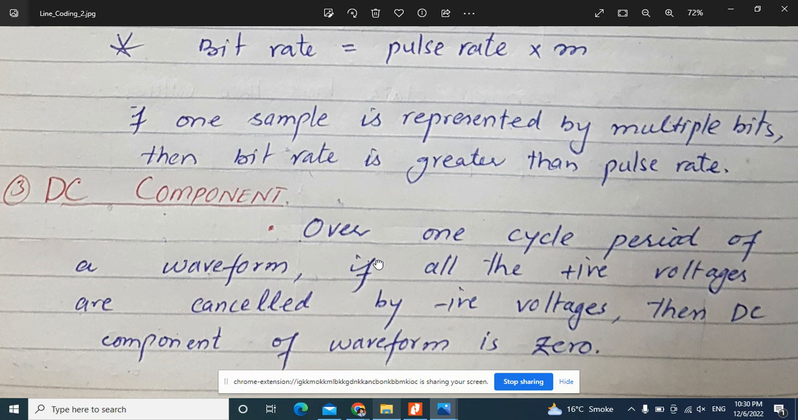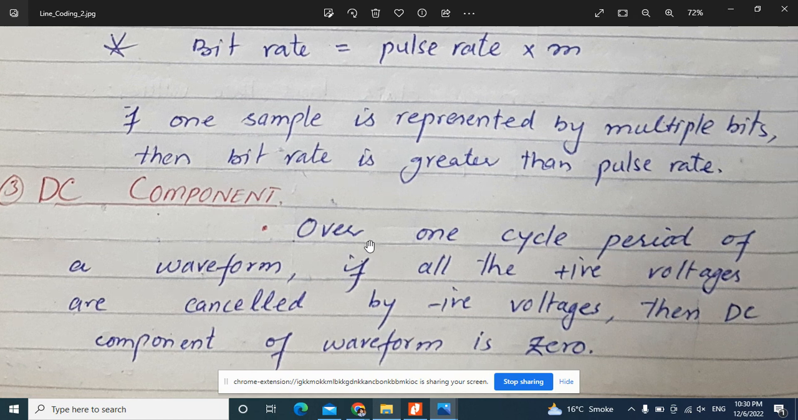So this is very important. Over one cycle period of a waveform, if all the positive voltages are cancelled by negative voltages, then the DC component of the waveform is zero. So it means that you have a positive level as well as a negative level. If the positive level is cancelled by the negative level, then the DC component will be zero. But sometimes you don't have the negative level, so it means that there will be a DC component.